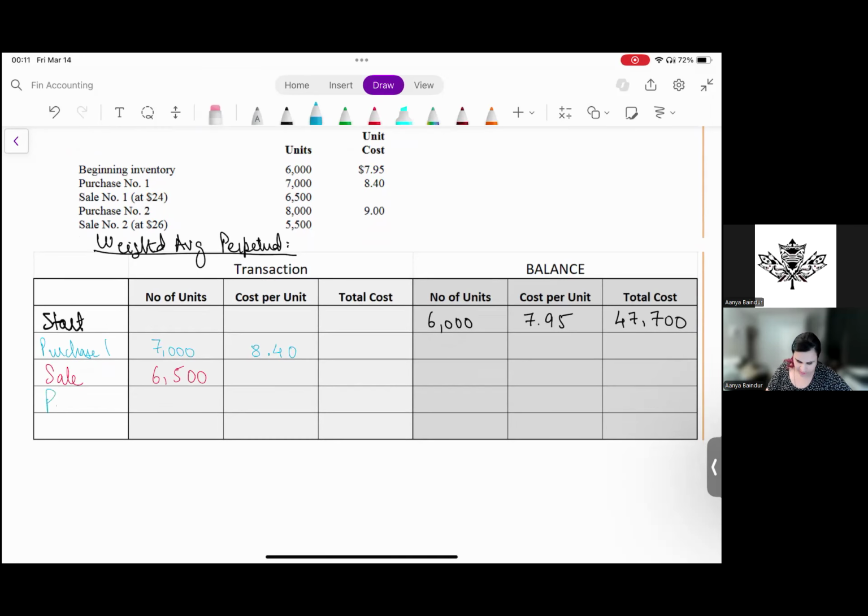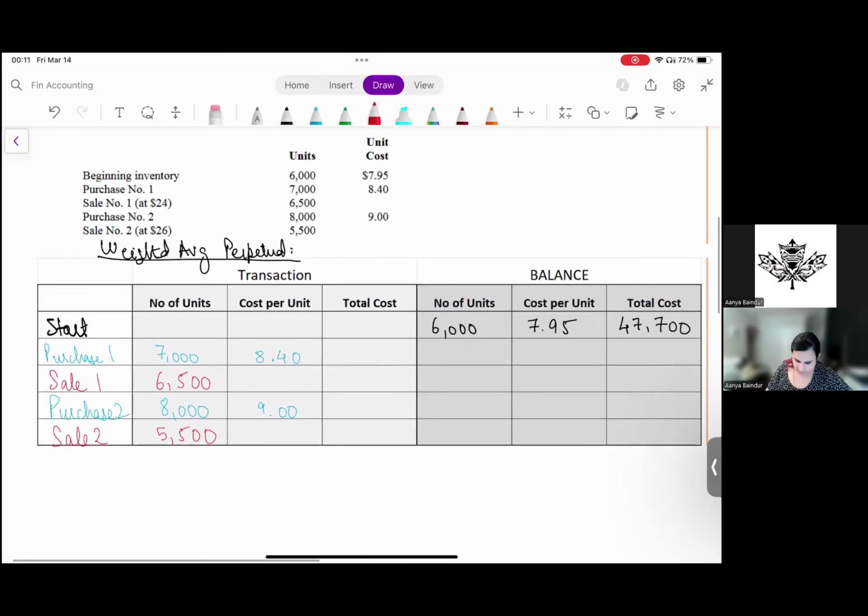Next, we make another purchase of 8,000 items. And that purchase we make at $9 per unit. And lastly, we make one more sale. So let's just call this sale 2, which is for 5,500 units. And the price of that will be determined later.